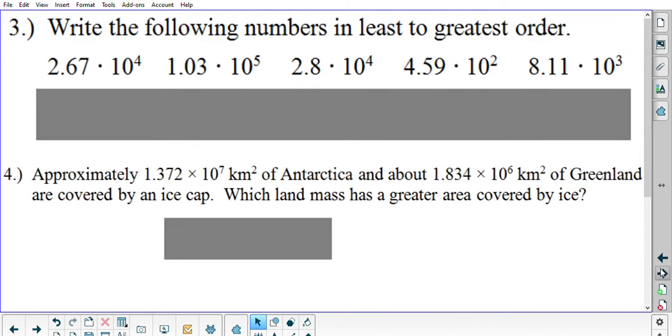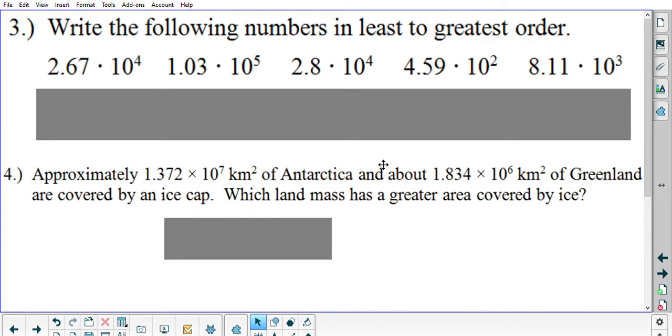All right. Number 3 and 4, you definitely need to do these problems on your own. So hit pause, then hit play whenever you're ready for me to go over the answers. All right, I hope you've done 3 and 4 on your own. Here I go, going over the answers.